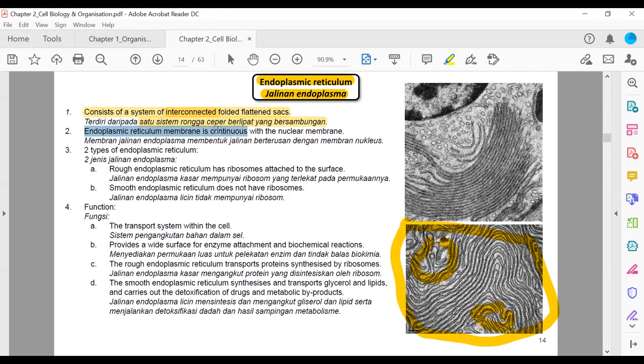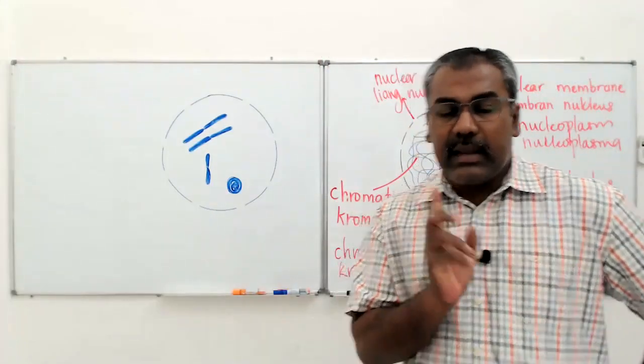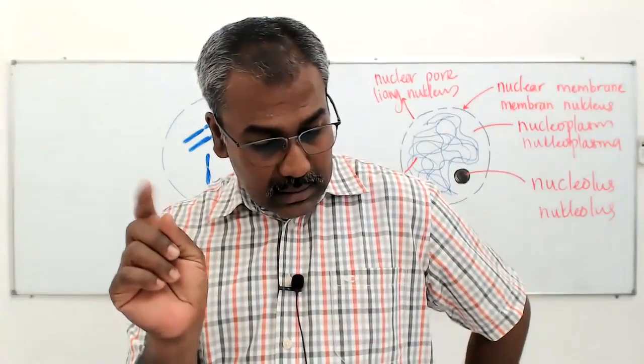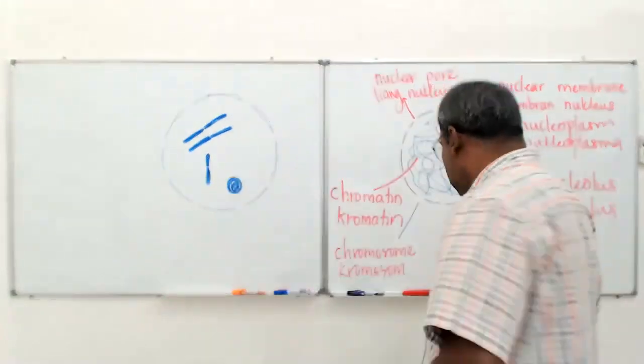Endoplasmic reticulum membrane is continuous with the nuclear membrane. Membran jalinan endoplasma membentuk jalinan berterusan dengan membran nukleus. Ataupun membran jalinan endoplasma membentuk jalinan yang berterusan dengan membran nukleus. Ini maksud dia. The membrane of the nucleus and the membrane of the endoplasmic reticulum are apa kita panggil continuous. Macam ini.